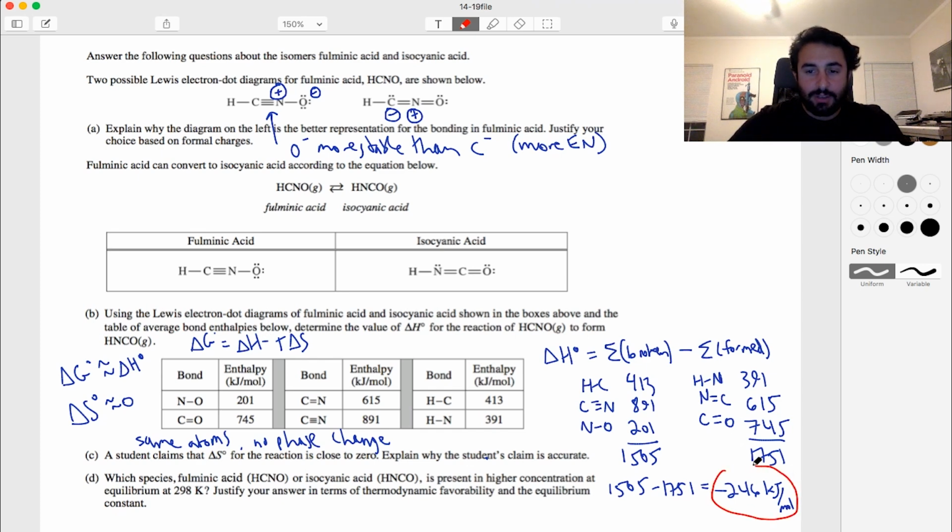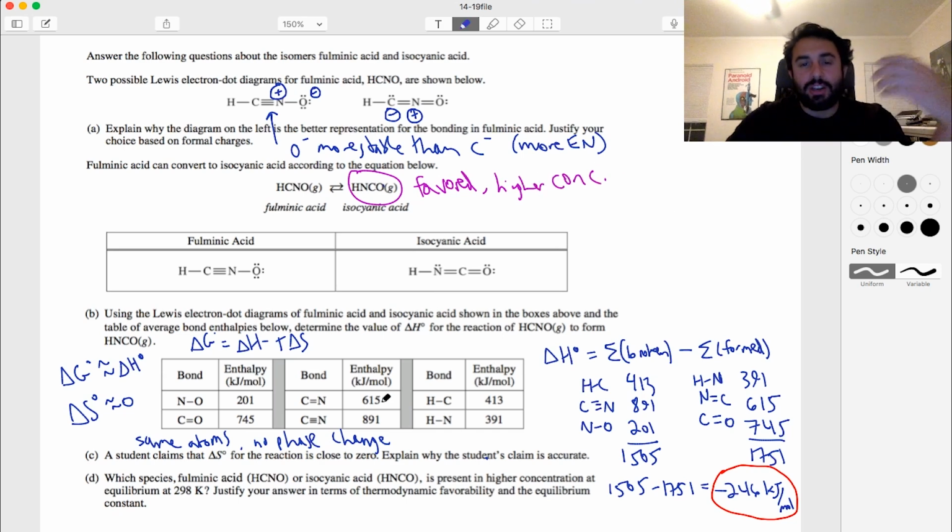We just got it, negative 246. And so that's negative. The forward reaction is exothermic and favorable and spontaneous, right? Delta G is negative, right? Negative delta H means it's exothermic. Negative delta G means it's spontaneous. So if one direction is spontaneous, then the opposite direction is probably not very spontaneous. And so what this means is that this side is favored, right? Let me put that a different color. This side is favored, and therefore will be at a higher concentration.